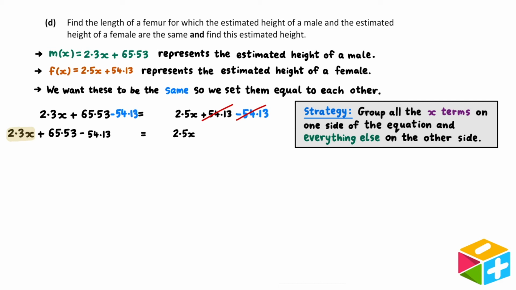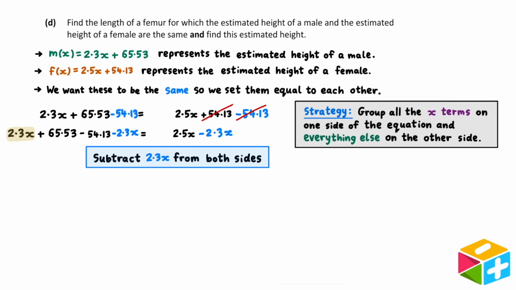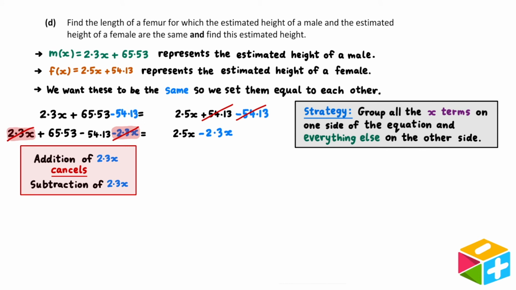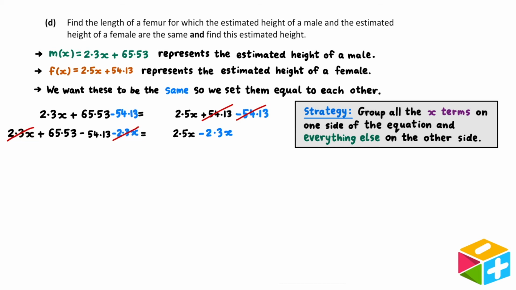Next, I'll want to remove the 2.3x from the left-hand side. This is representing addition, and the inverse of addition is subtraction. So to remove it, I'll need to subtract 2.3x from both sides. From here, we can do some simplification. 65.53 minus 54.13 is 11.4, and 2.5x minus 2.3x is 0.2x.